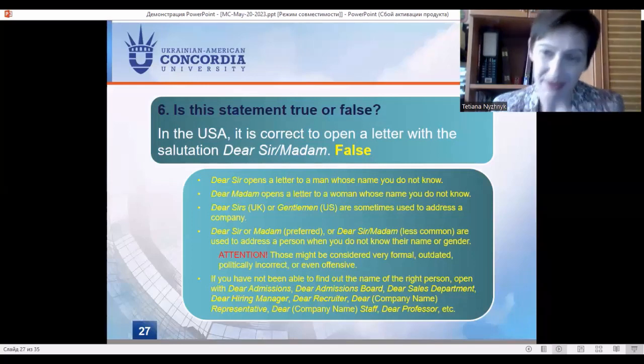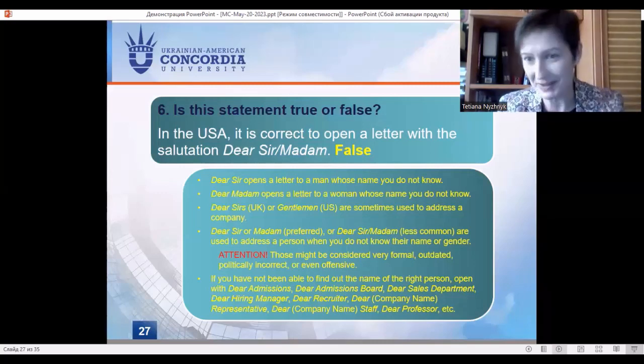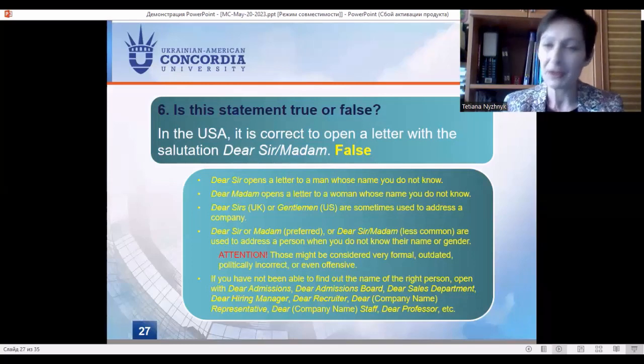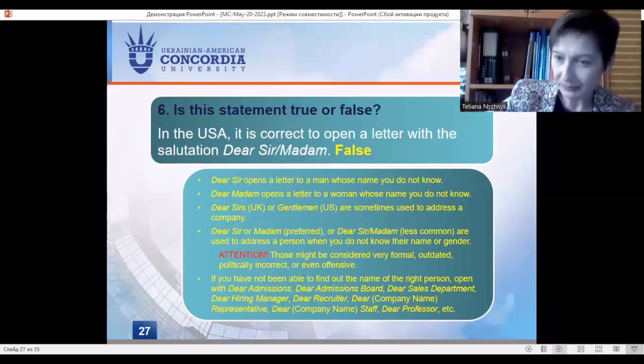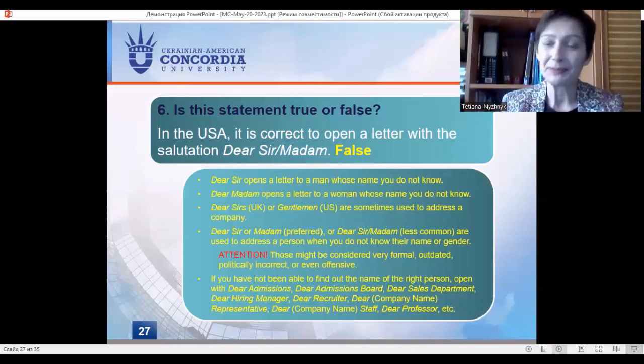What I would advise in this particular situation, instead of using this awful and old-fashioned and outdated and offensive, as I have already mentioned, formula, sir or madam, try to be creative. You know who is going to read the letter. Well, yes, you do, because you are addressing a letter to a particular company. Then use the company name instead of sir or madam.